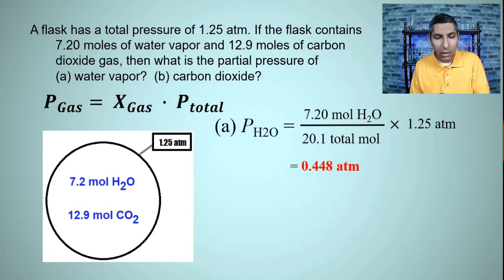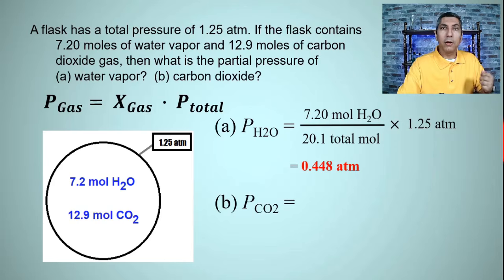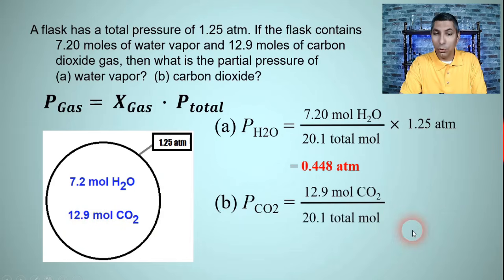Now part B, carbon dioxide. I basically do the same thing, except to find the mole fraction of the carbon dioxide this time, I take 12.9 moles divided by the total, which is still 20.1. So that's the mole fraction of carbon dioxide. And once again, I have to multiply that by the total pressure, which is still 1.25 atmospheres.